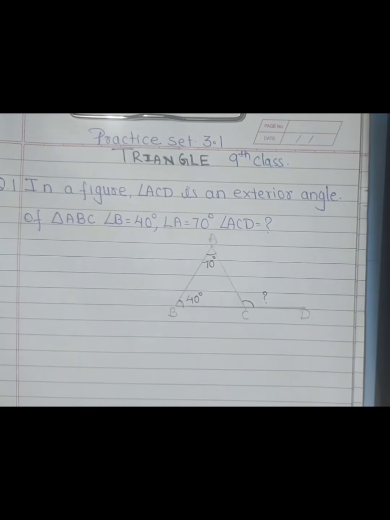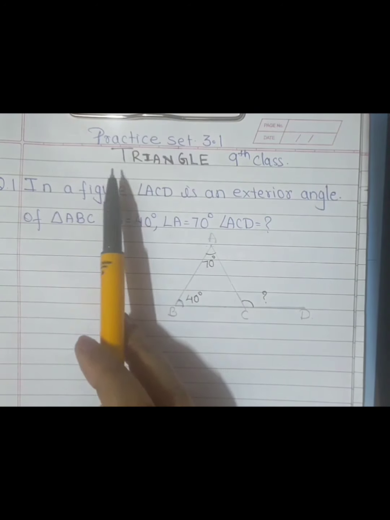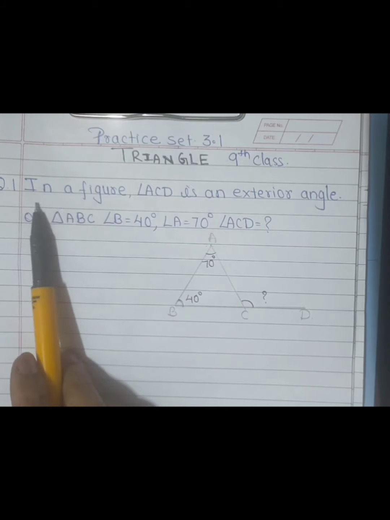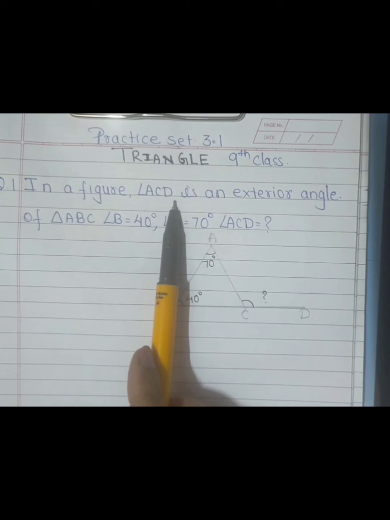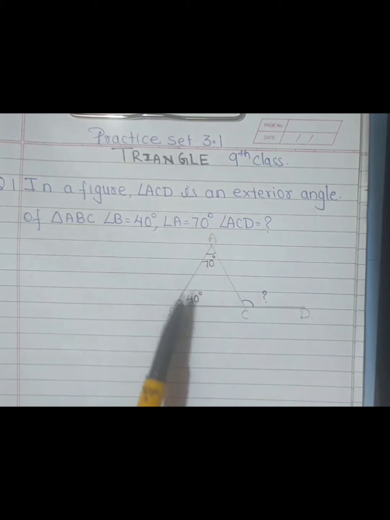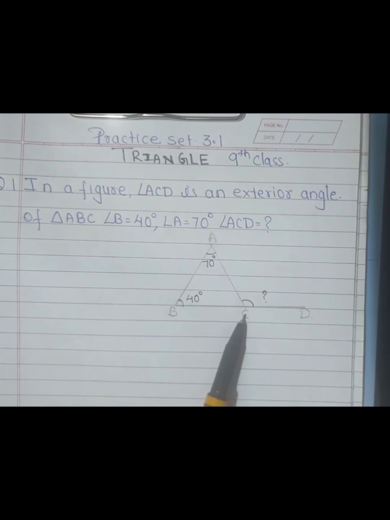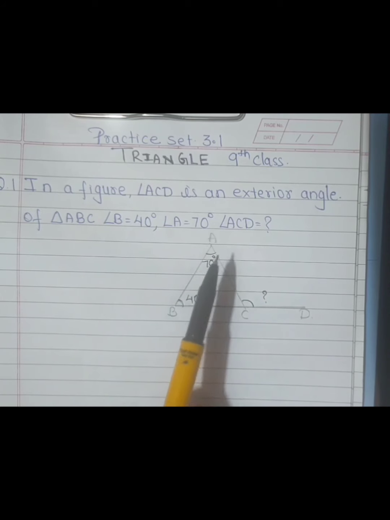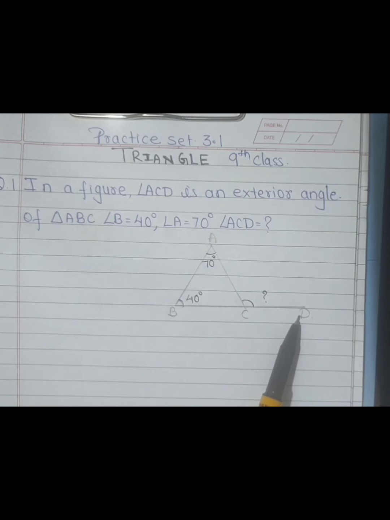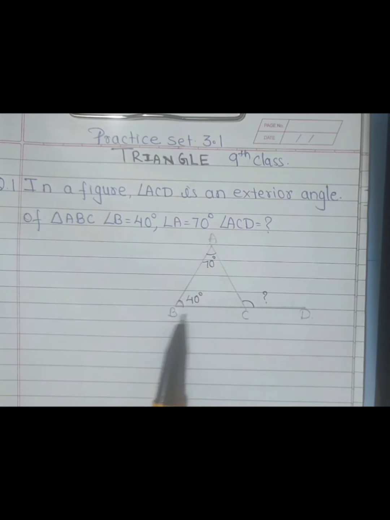Now question number 1 of practice set 3.1 of chapter triangle is, in a figure angle ACD is an exterior angle. This is the same angle which we previously seen. So this is ACD. It's an exterior angle of triangle ABC. Here B is given 40 degree, A is given 70 degree. We have to find angle ACD. Okay, so we'll start with our solution.